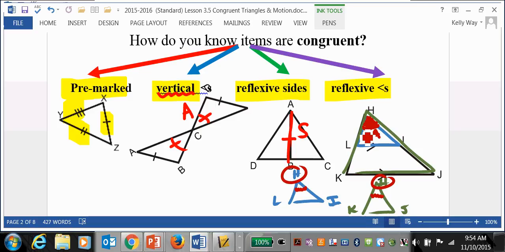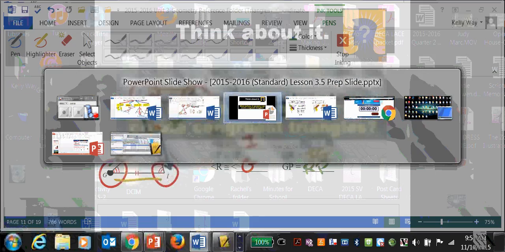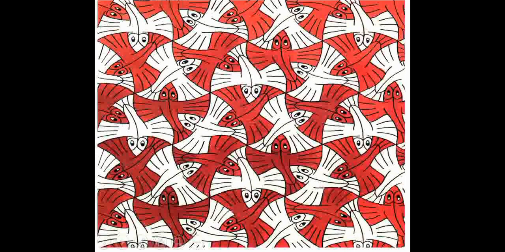All right. Real quick, I'm going to zoom through these just for fun. I want to see if you can see these motions in art. Okay? So you're going to use your hands. This is about rotation. One of my favorite graphic artists.